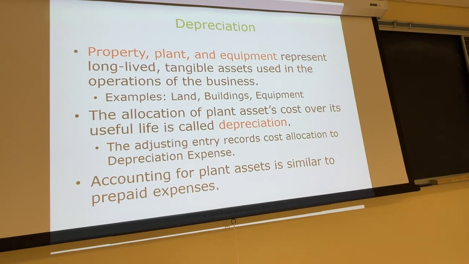It would make it look like you had a huge loss on your income statement for the first year. What makes a lot more sense is to put 1/50th of the cost of the building on your income statement as an expense in each of the 50 years that you'll be using the building. So you're allocating the cost of that plant asset over its expected useful life.